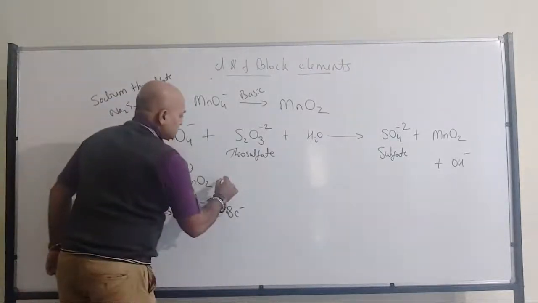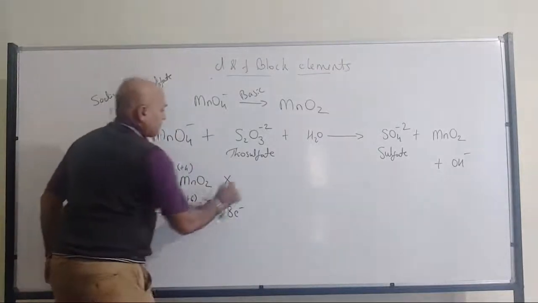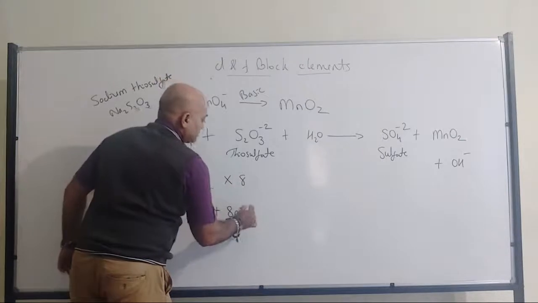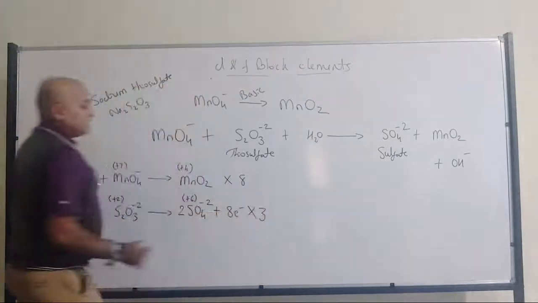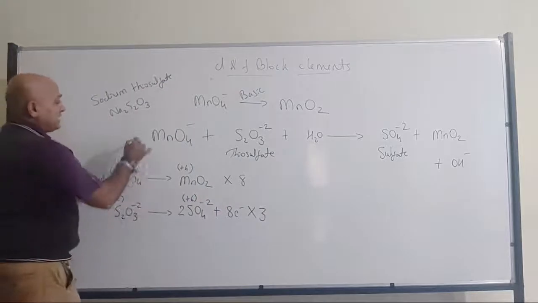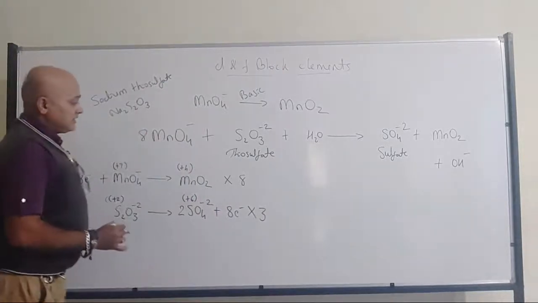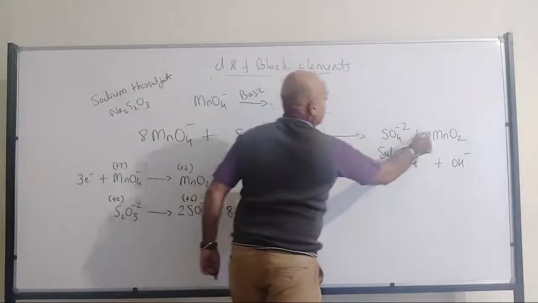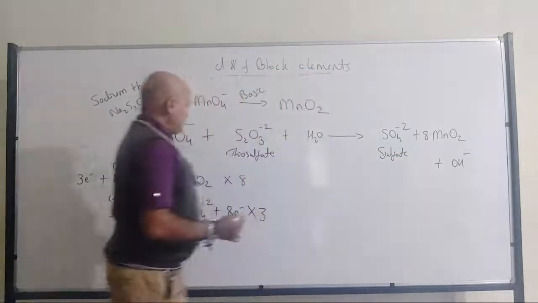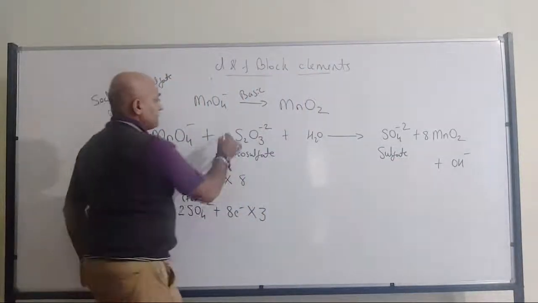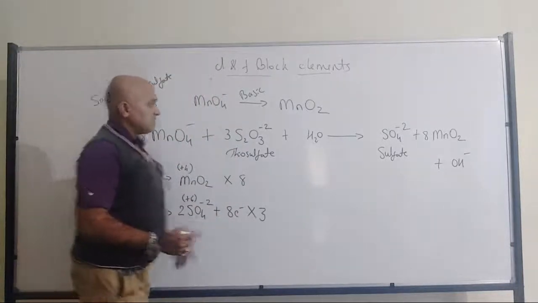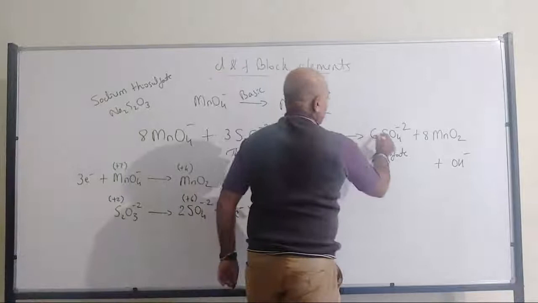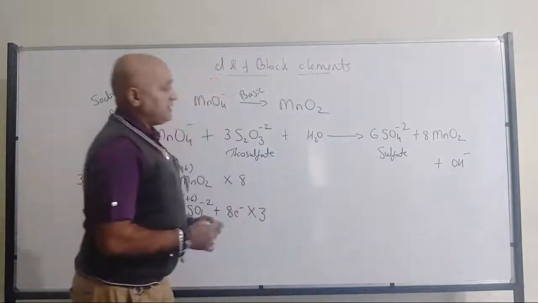Okay? Now cross multiply to make the number of electrons equal. So cross multiplied by 8, cross multiplied by 3. Now we have 8 MnO4 minus, then 8 MnO2, then we have 3 thiosulfate, and here it will become 3 times 2, which is 6. So that's where we are going to get the 6 sulfate ions.